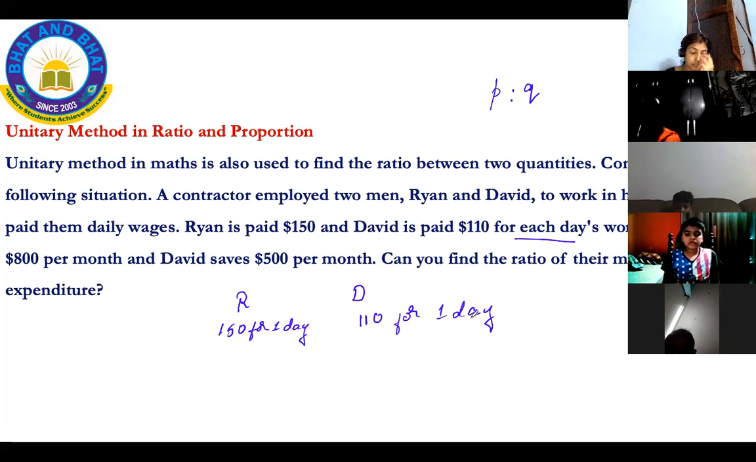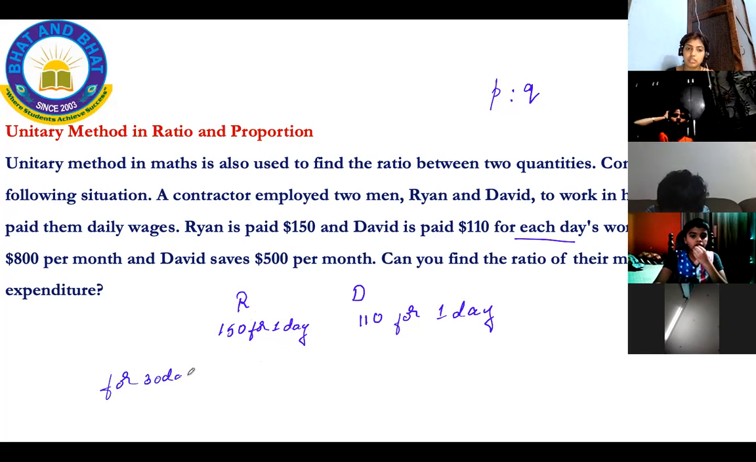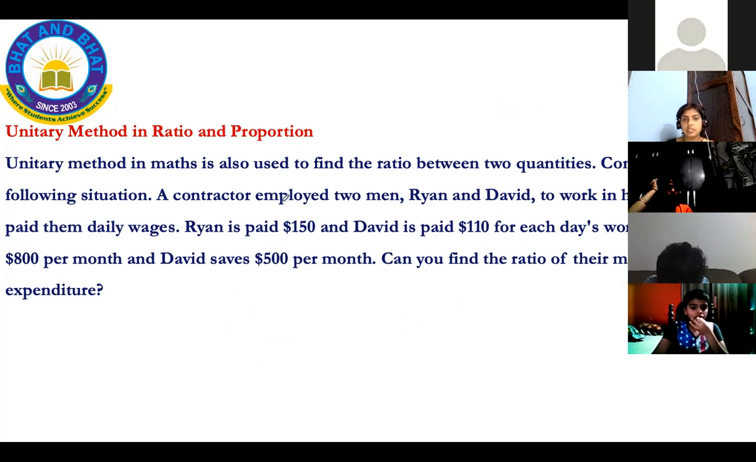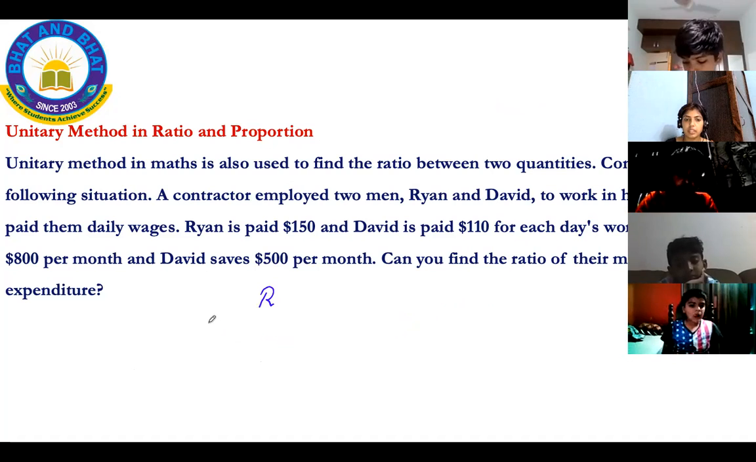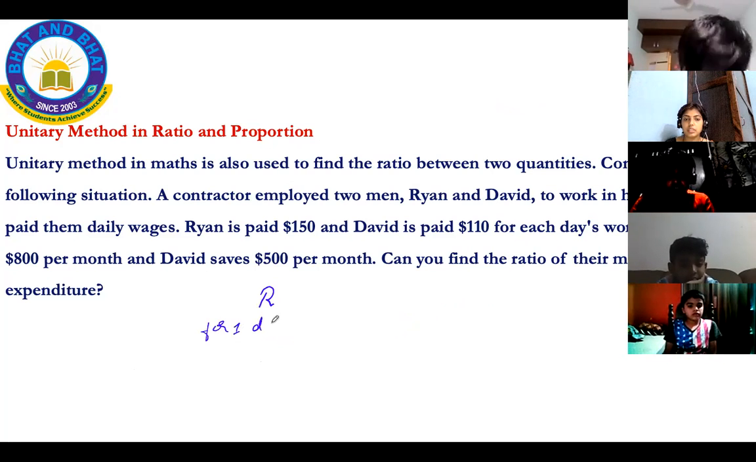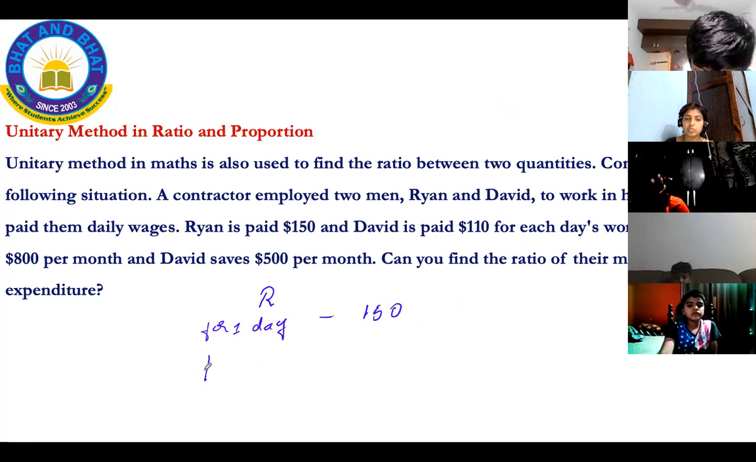Now, first we have to find out how much they will get for 30 days. 1 month means 30 days, no? So for 1 month, how much will David get? How much will Ryan get? Let us write again. Wait 1 minute. First we will do only for Ryan. Ryan, for 1 day, he will get how much? 150 rupees. So for 30 days, how much will he get?